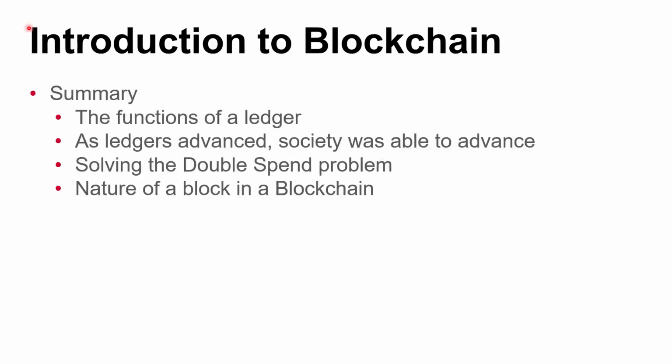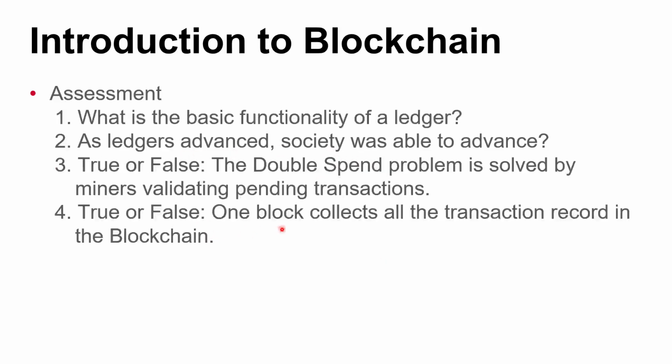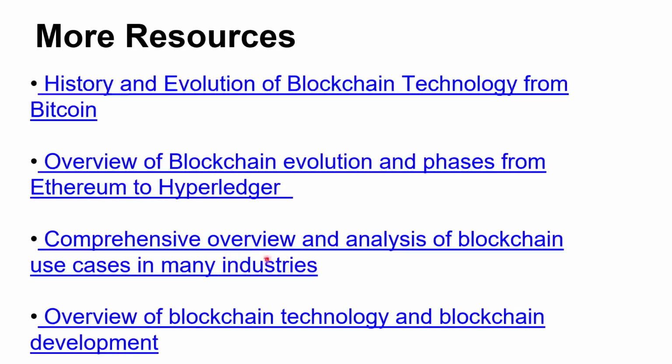So here we talked about the function of a ledger and how ledgers advance society. We looked at the double spending problem, and we looked at the nature of a block. So just read through this assessment. What is the basic functionality of a ledger? As ledgers advanced, did they help society advance? So please take a look at these assessment questions and take a look at the answers.